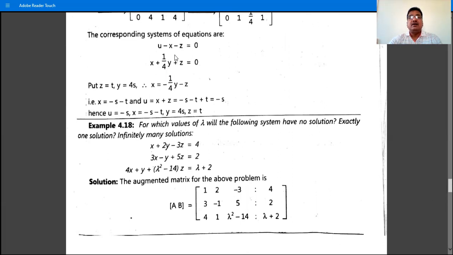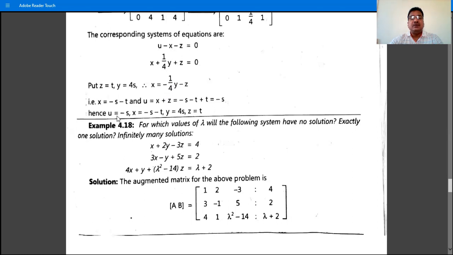Out of u, x, y and z, we can assign any 2 unknowns. So we assign y and z. Suppose y is 4s and z is t. In order to avoid the fractions, we assign y as 4s. And then x, from this equation, x is minus 1 by 4 y minus z. Substituting y as 4s and z as t, we have x as minus s minus t. And then equation 1 gives u as minus s.